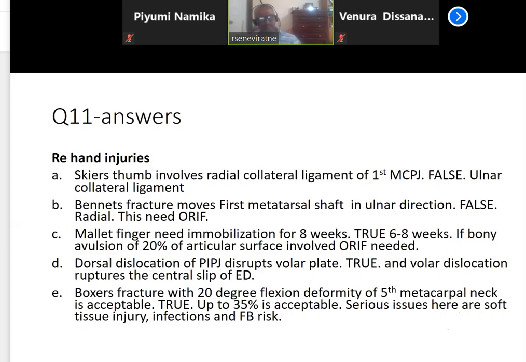With the help of clinical examination and X-rays, you must be able to recognize these things, and particularly also with the mechanism of injury. Right?